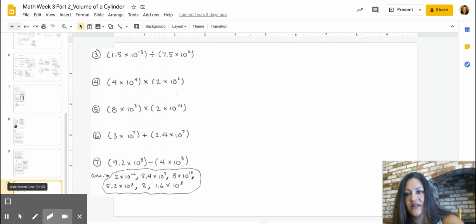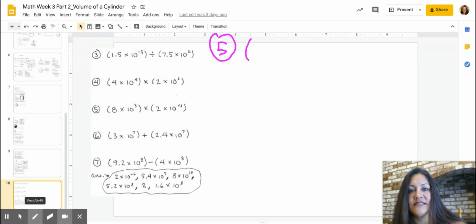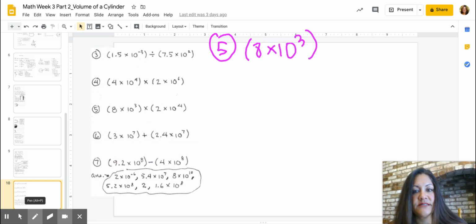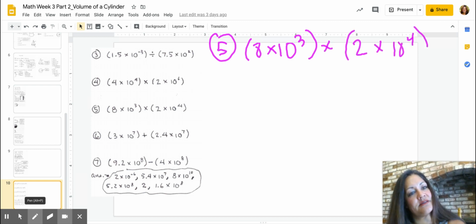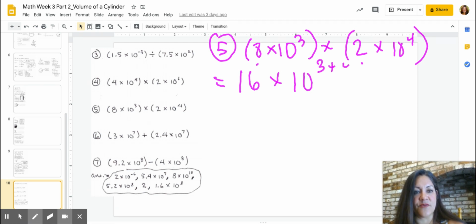Moving right along. That was 4, so here is 5. Number 5 is 8 times 10 to the third times 2 times 10 to the fourth. Times is easy. All it means is that we're going to add the exponents. 8 times 2 is 16 times 10. Add the exponents, 3 plus 4. So this gives me 16 times 10 to the seventh.